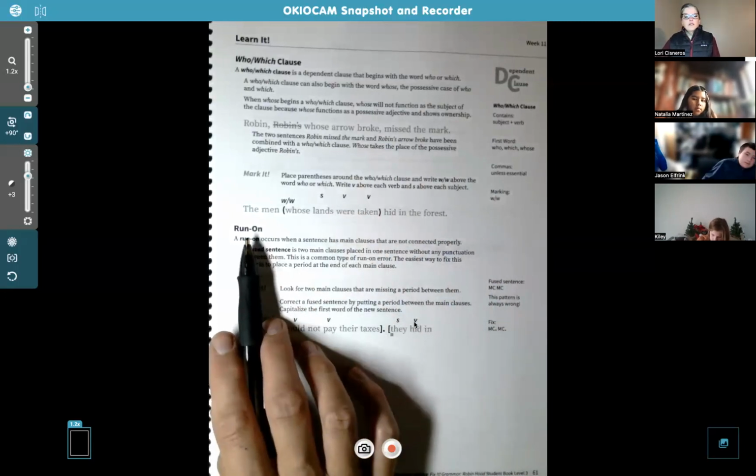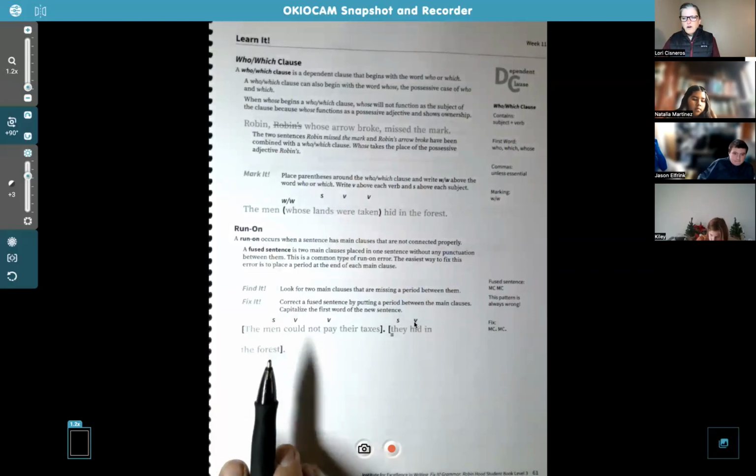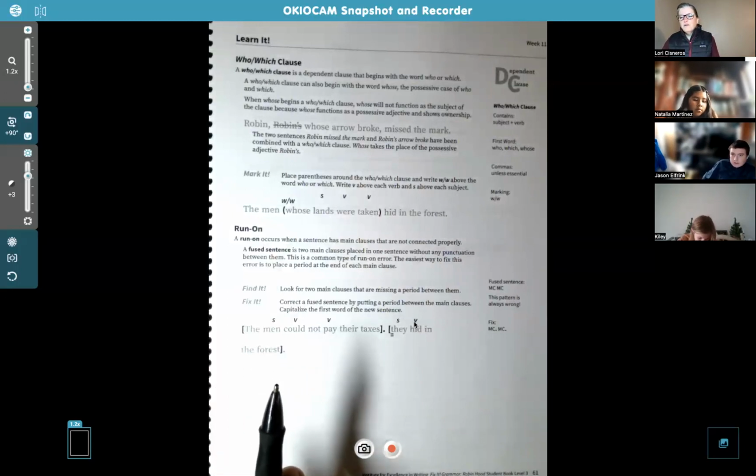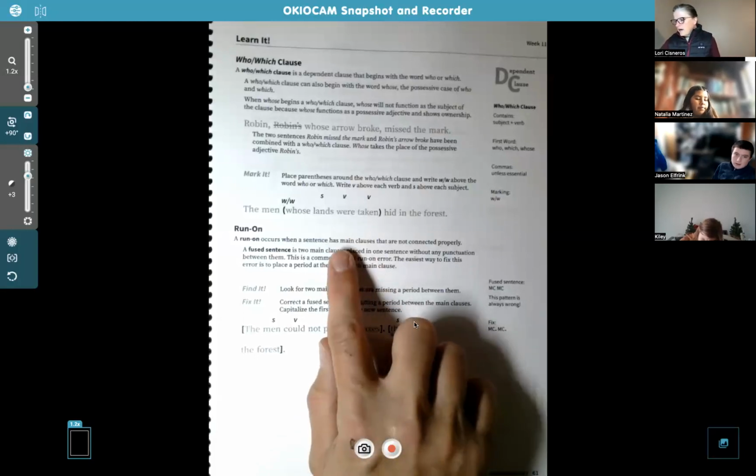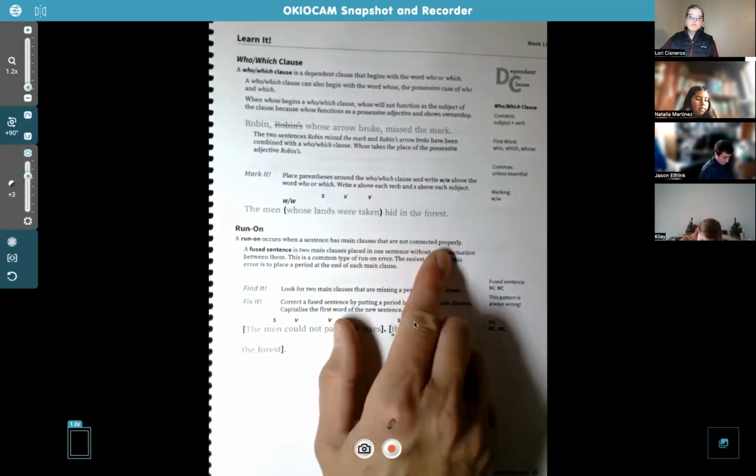And then down here, we're talking about run-on. Have you ever heard of a run-on sentence before? You guys heard of that before? Yeah, maybe not, maybe kind of. A run-on occurs when a sentence has main clauses that are not connected properly.